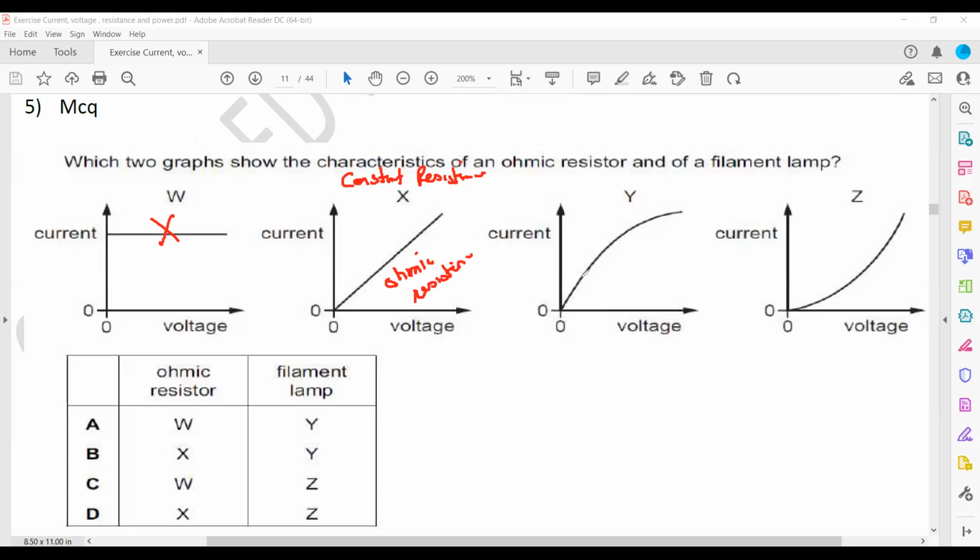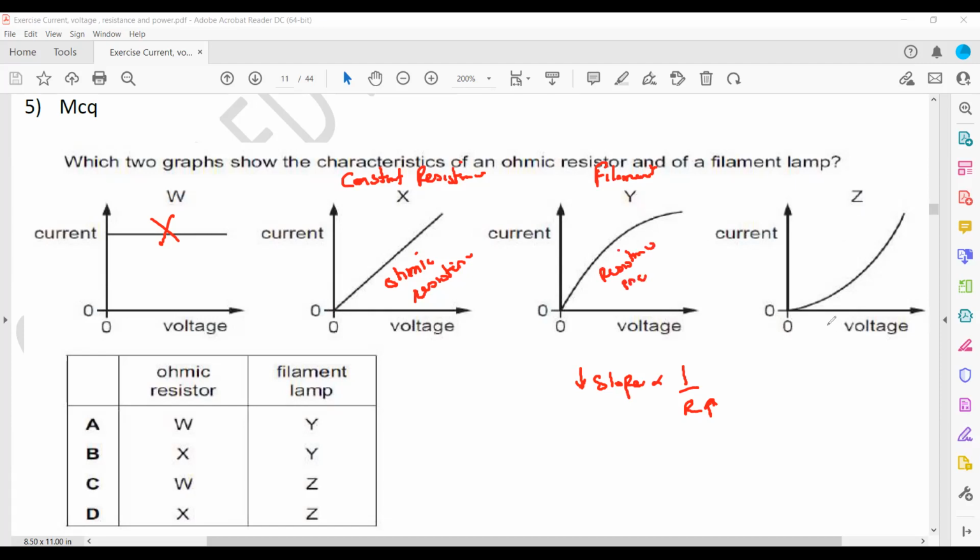What about Y? As you can see, when there is a current and voltage graph, the slope is inversely proportional to resistance. So if the slope is decreasing, as you can see here, it means the resistance is increasing. And a component whose resistance increases is a filament. So Y is a filament. Why is it a filament? Because with the passage of time, the filament temperature increases. As its temperature increases, the resistance increases. So Y is actually a filament.